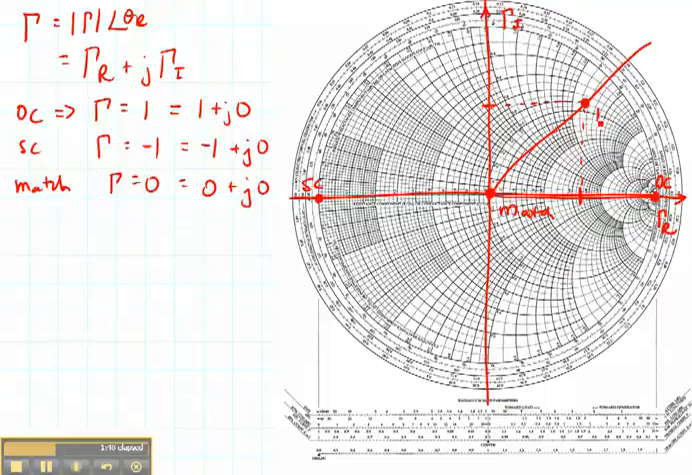Let's call this point D. Well, let's find out what the reflection coefficient of D happens to be. First, let's look at its phase. Remember, we're looking right out here. That looks like that's 45 degrees. And let's look at its magnitude.